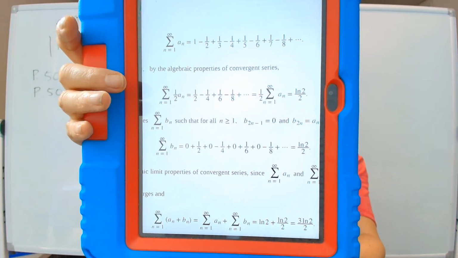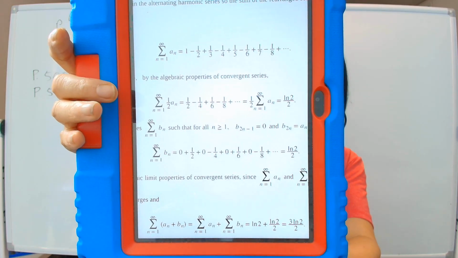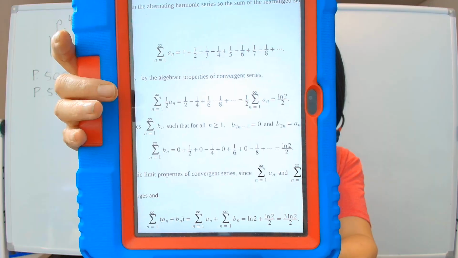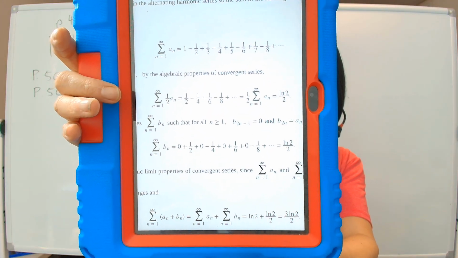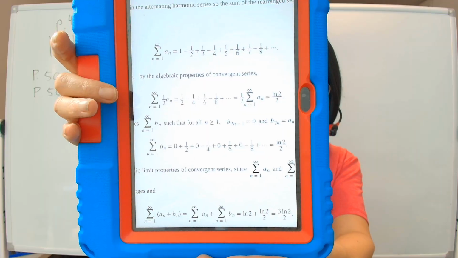Let's see. Okay, and why is this blinking? Not sure. Maybe my camera focusing is going nuts. Okay, anyway, so we'll take half of it. That's still so far so good.